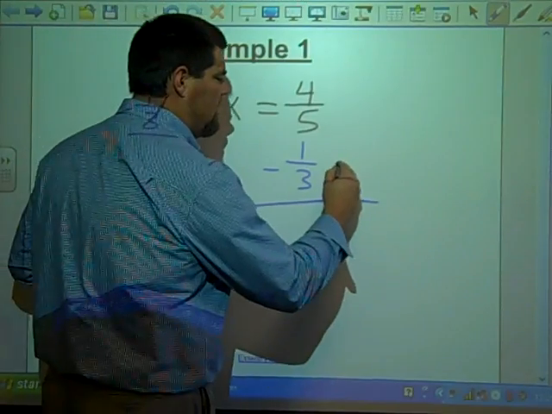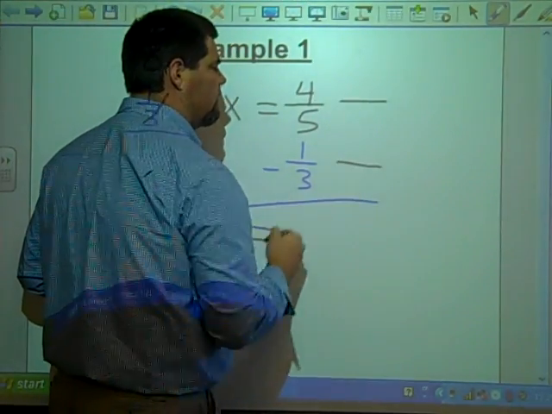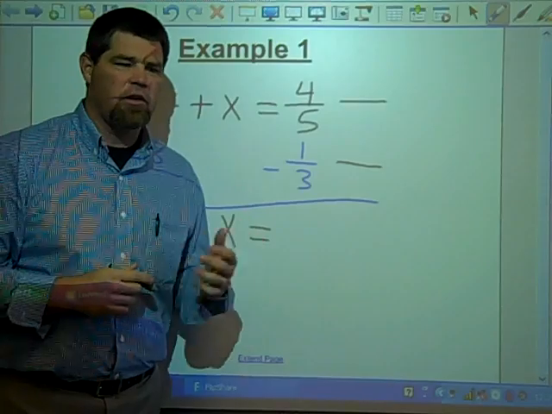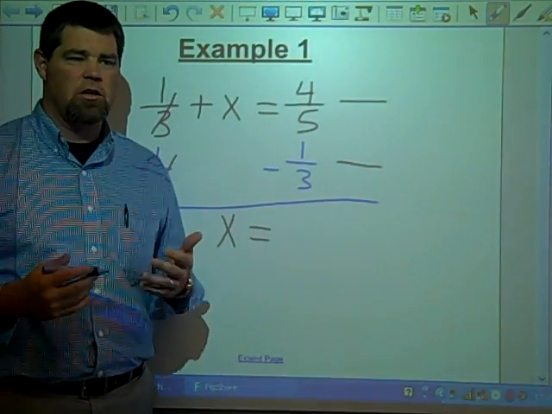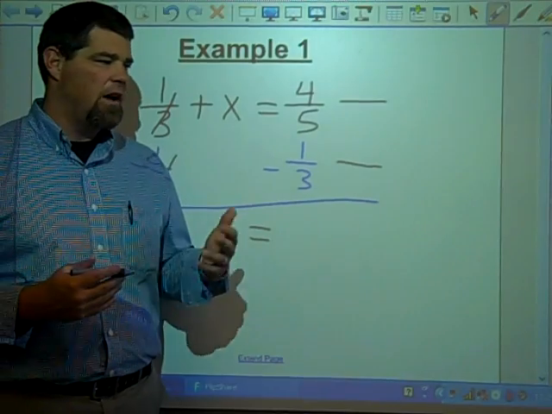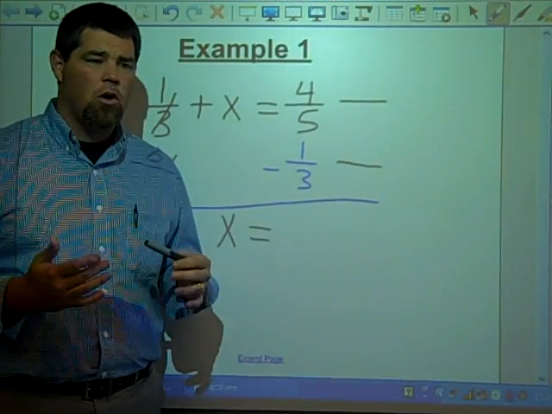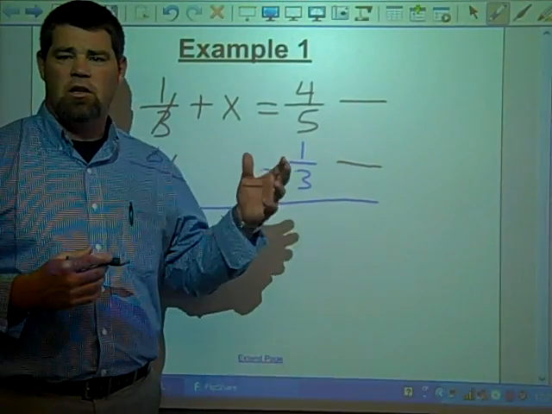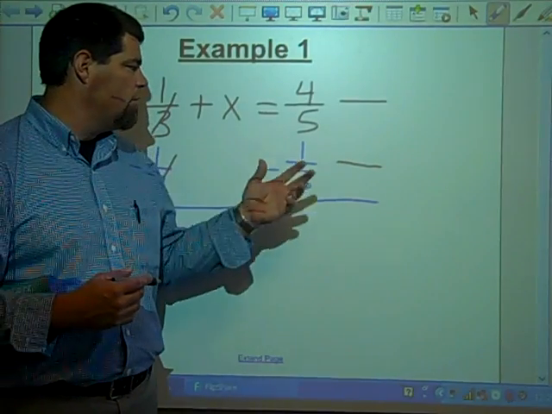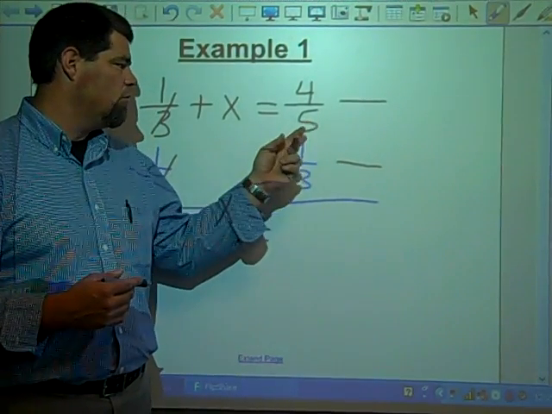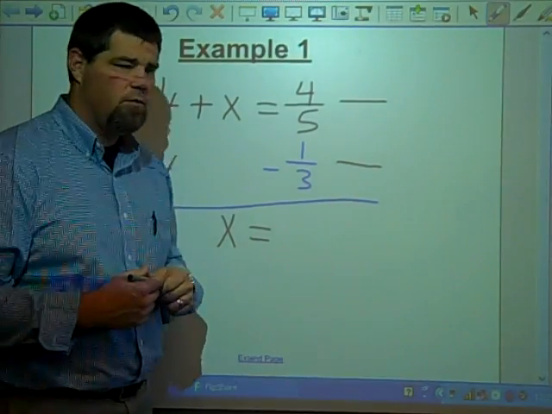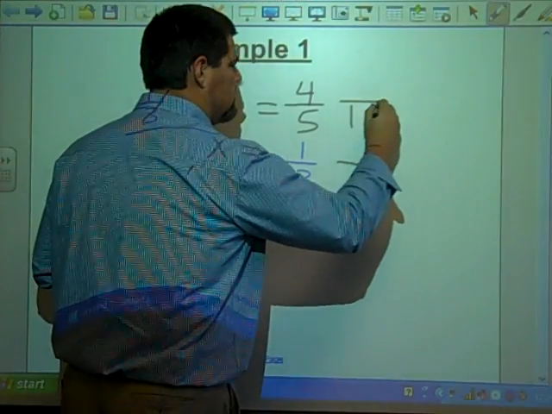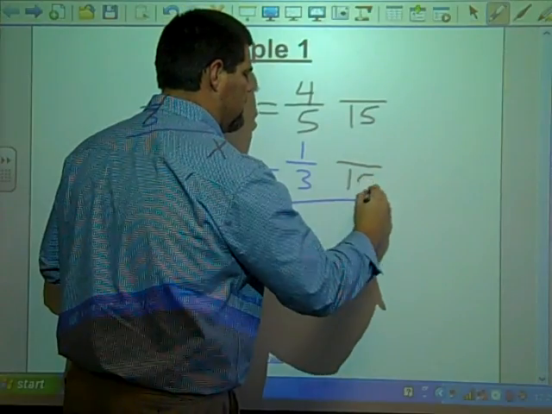Now, in order to add or subtract fractions, we have to have common denominators. Now, we can find a common denominator two ways. We can use the LCM and find the common denominator, or we can multiply the denominators together. So if we multiply the denominators together, we're going to multiply 5 times 3, which gives me 15. So this would be 15, and this one would be 15.